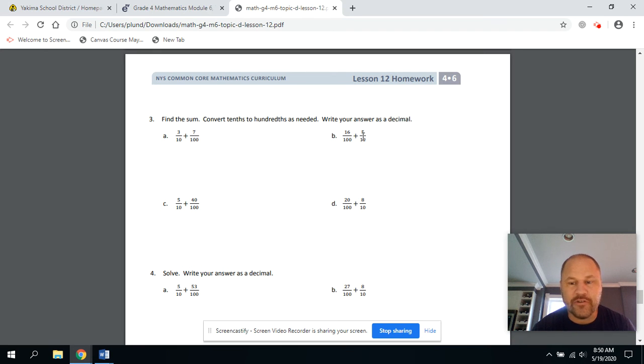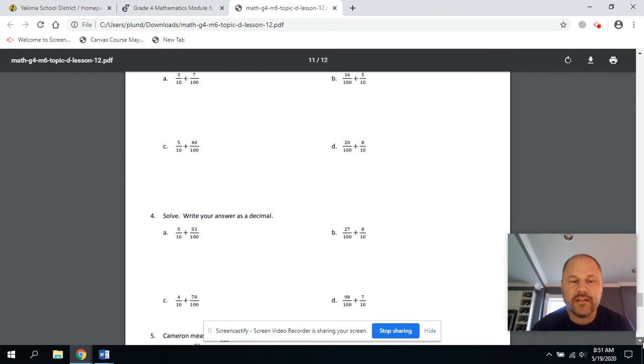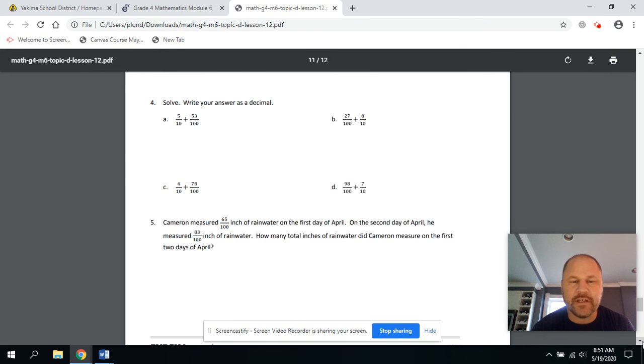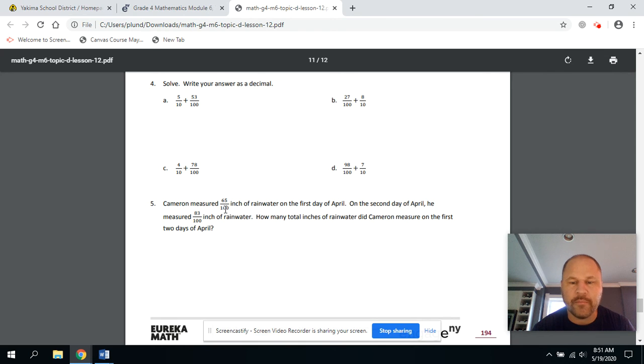5/10 equals how many hundredths? 50 hundredths, right? So 50 plus 16 is 66. 66 hundredths as a decimal is 0.66. Okay. Hopefully that explains everything. And then we've got a little story problem here.